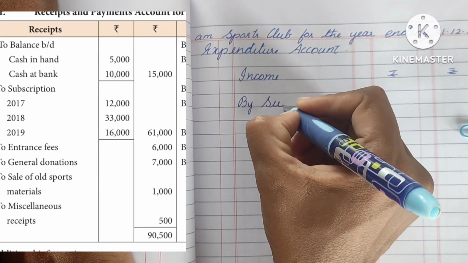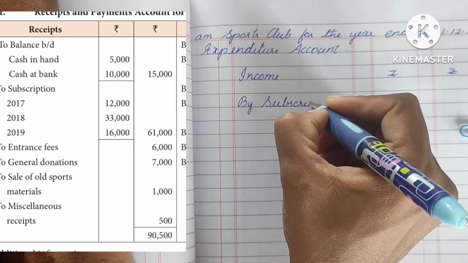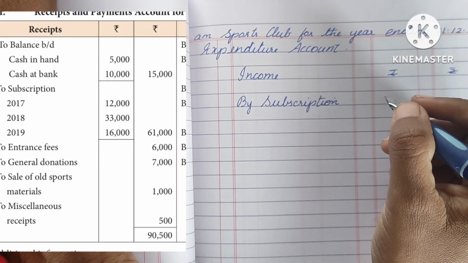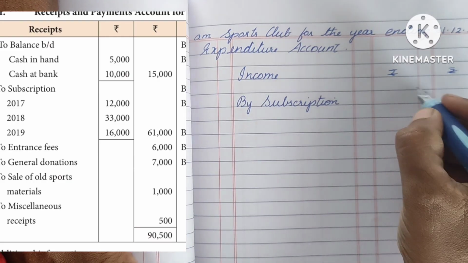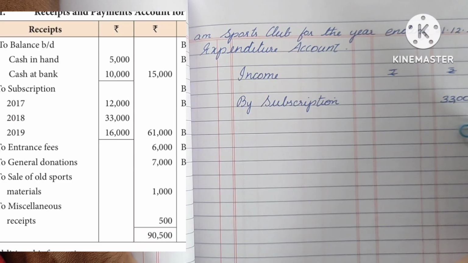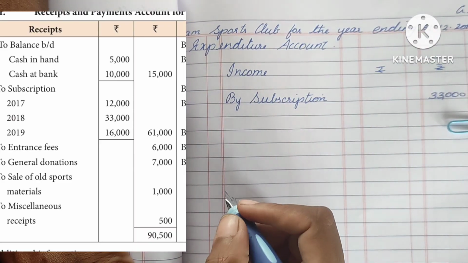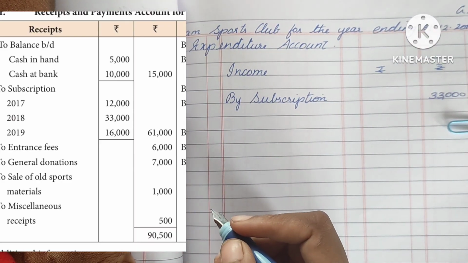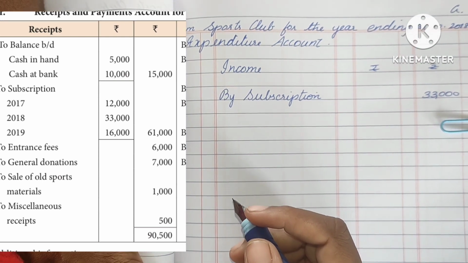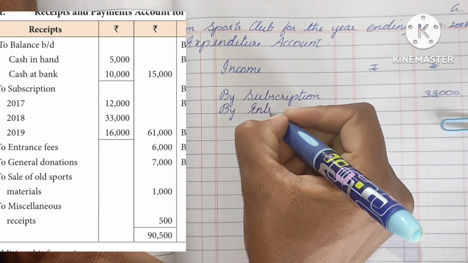So the first item, balance as per cash in hand and cash at bank, is the opening balance, which doesn't come in the income and expenditure account. So we're going to start with subscription. The current year subscription is rupees 33,000, and then we have entrance fees. Then we have general donations, which are recorded on the income side. Specific donations go to the balance sheet.